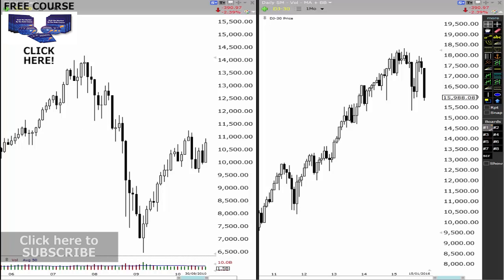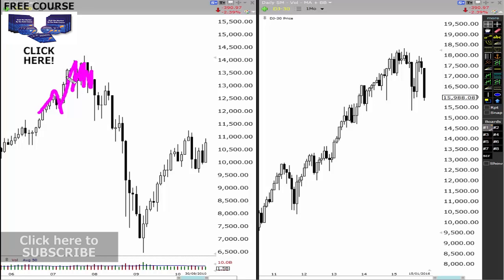Let me make sure I get a good color for you guys. So I'll get this color here. Notice this, guys. If you're going to call this the little left shoulder, notice it was just a little one before we ran up, and then we spent months going sideways, right?